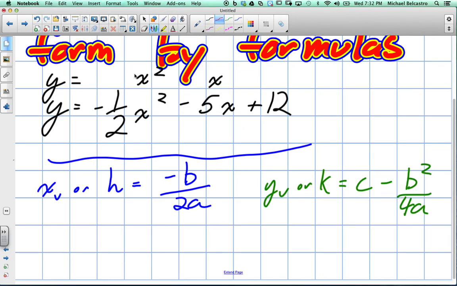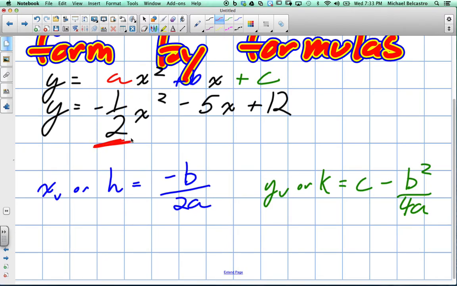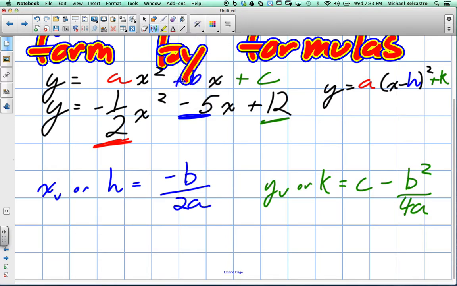y = ax squared plus bx plus c, right? And it's important we know what our a value is. So our a value in this one is negative a half, our b value is negative 5, and our c value is positive 12. Those are really important. And our goal is to go to our vertex form, which is our a, h, and k.